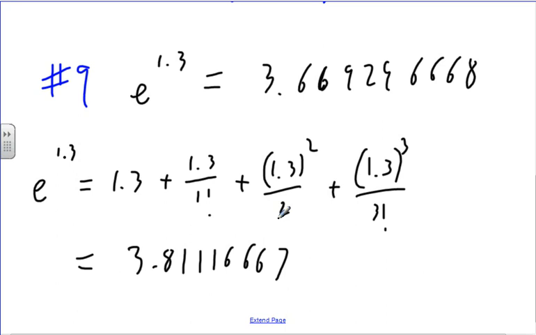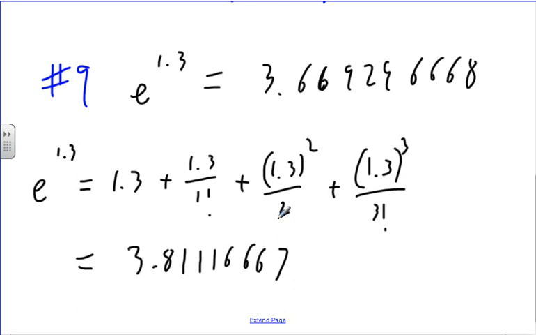I'm gonna put it in my calculator again. 1.3 plus 1.3 plus 1.3 squared divided by 2 plus 1.3 cubed divided by 6. Got the same answer. This is a mystery. Oh, maybe it's not. Maybe it's not a mystery. Yes, it is.